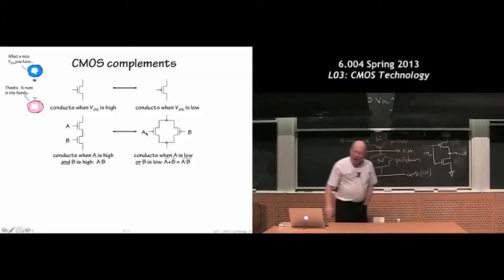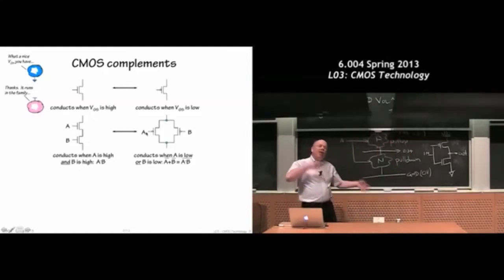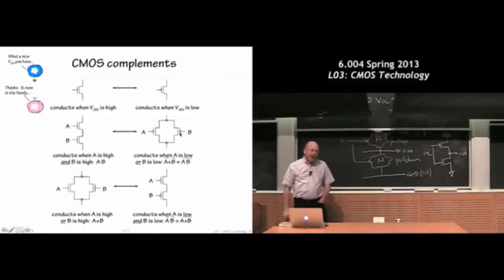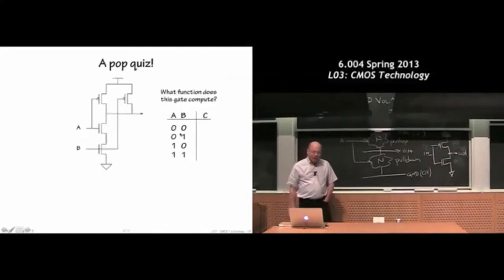So think of all the possible combinations of A and B, low and high, and you'll discover that one of these paths conducts and the other one doesn't, whatever the combination is. And similarly, parallel NFETs and series PFETs are complementary. And now we have the secret to how to build CMOS logic gates.